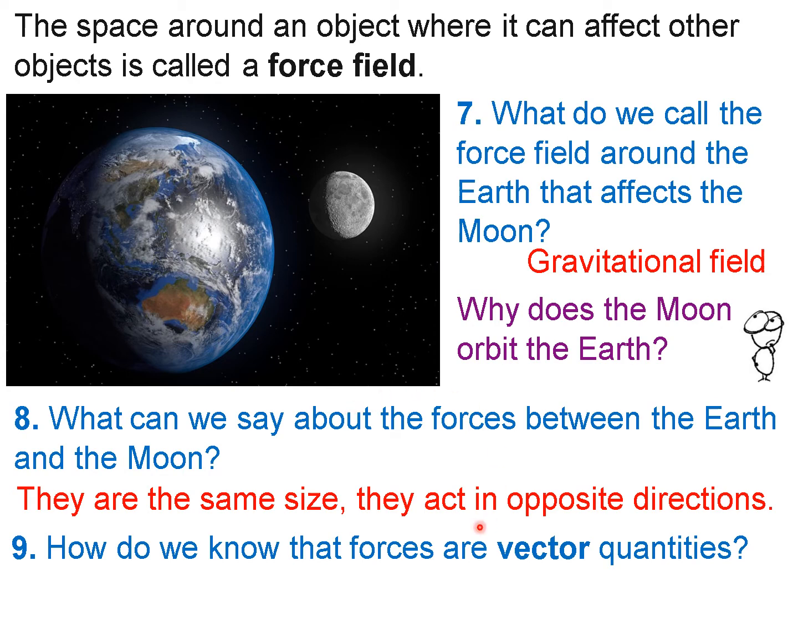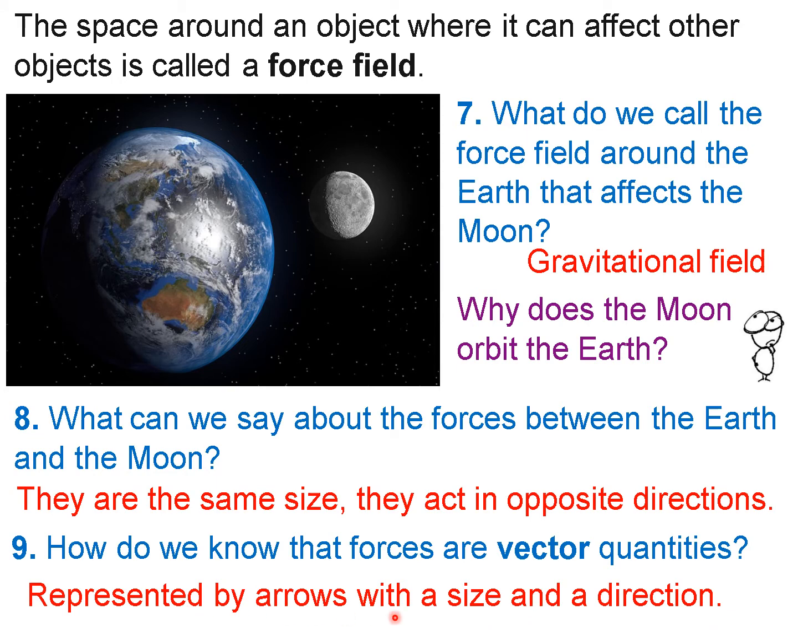And for this last question, how do we know that forces are vector quantities? Well, they've got two things: a size or magnitude, and a direction. We represent them with arrows, so the arrow head shows the direction and the length of the arrow shows the size. So we can say that it's a vector quantity. This compares to scalar quantities, which only have a size or magnitude. For example, mass is just a size or magnitude, whereas weight has a direction and a size, so we would call it a vector.